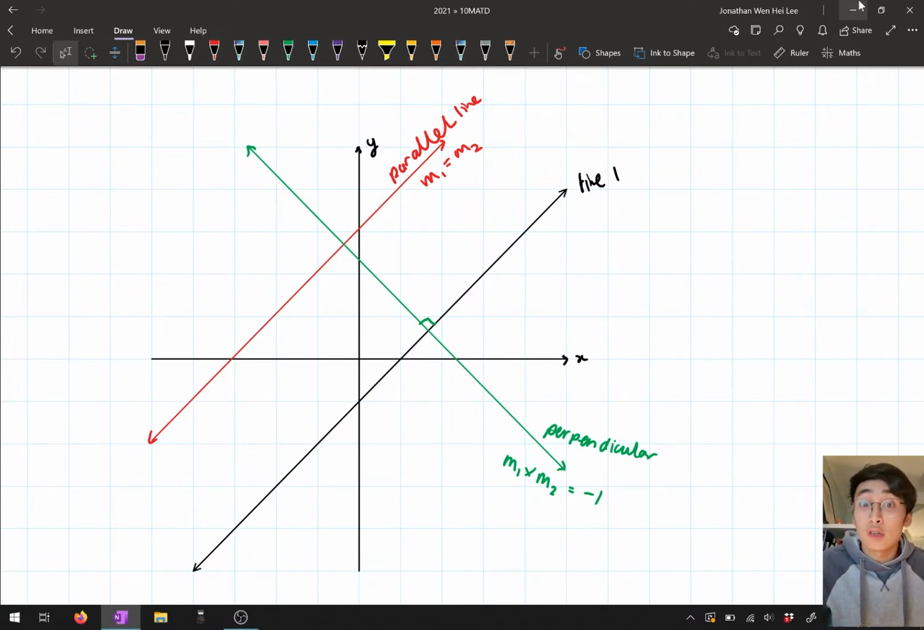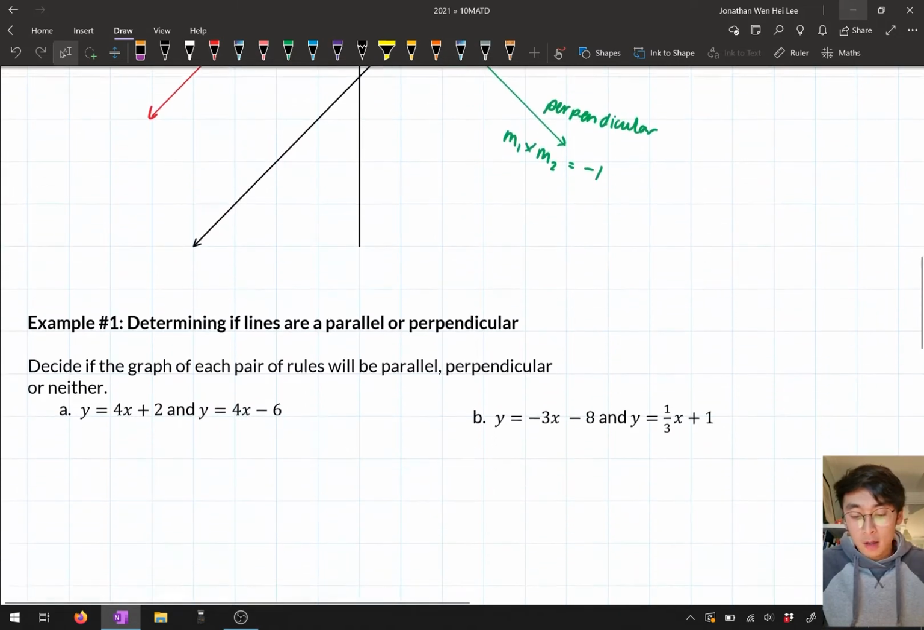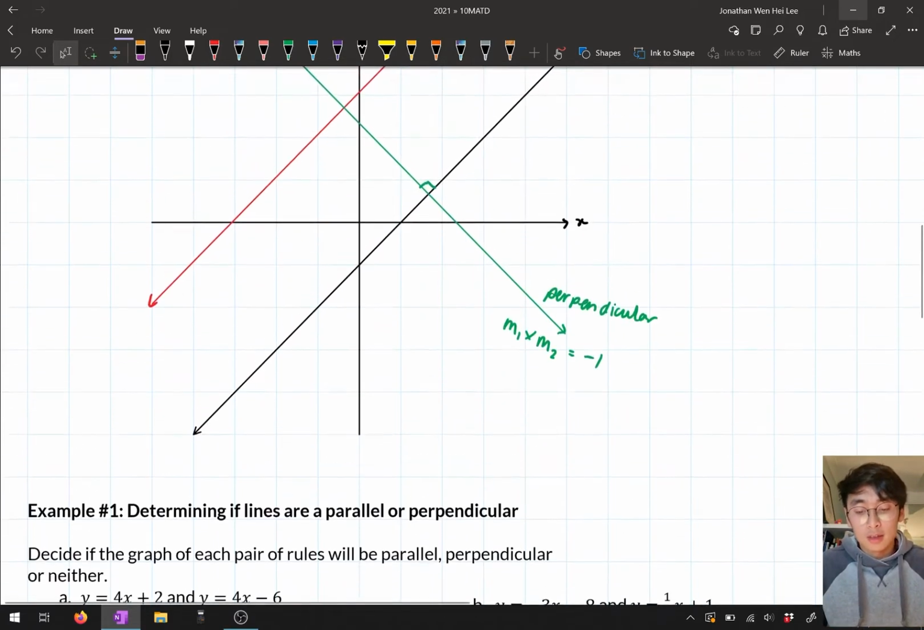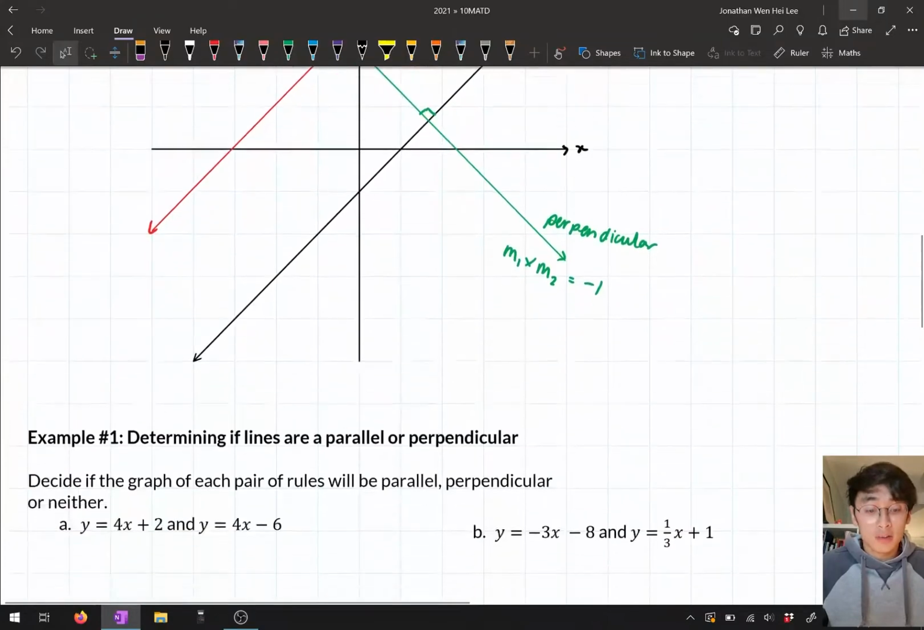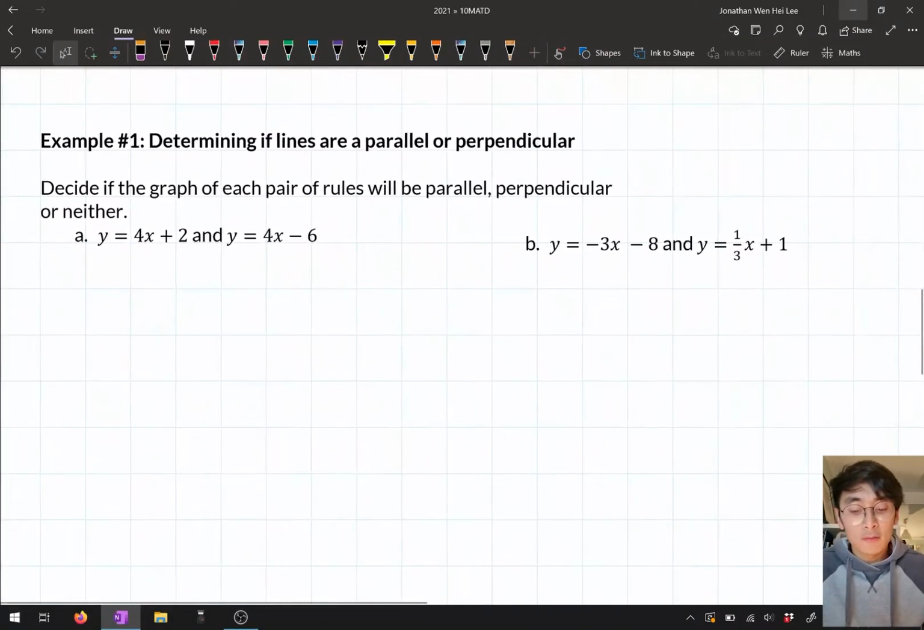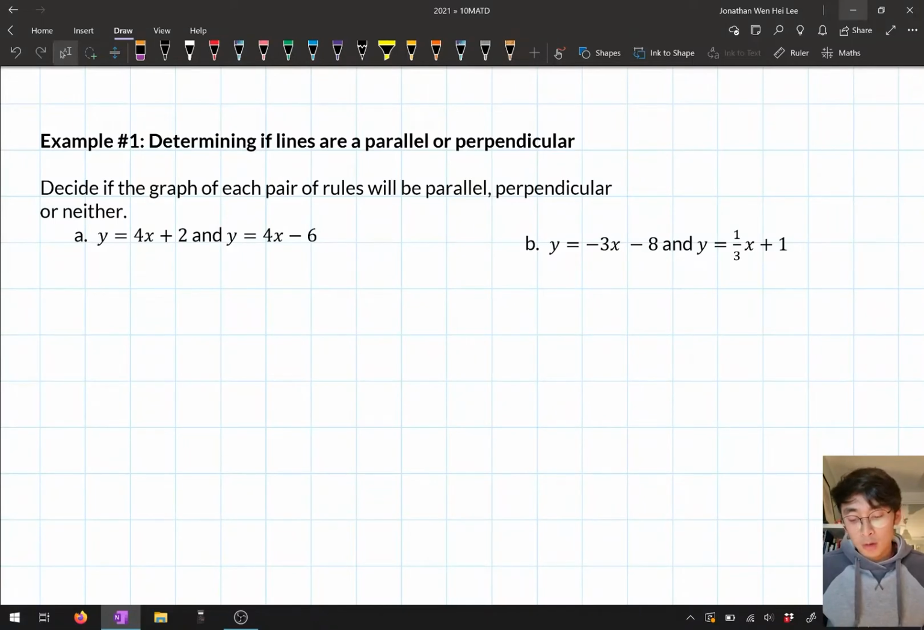Last lesson we talked about the gradient intercept form, and what we want to be able to do is identify whether or not two lines are parallel or perpendicular. The way that we do this, we're just going to identify the gradient of our two lines and see which of those it matches up with, whether or not they're equal or if they multiply to give me -1. So let's have a look at this example. Example 1, determining if lines are parallel or perpendicular. Decide if the graphs of each pair of rules will be parallel, perpendicular, or neither.